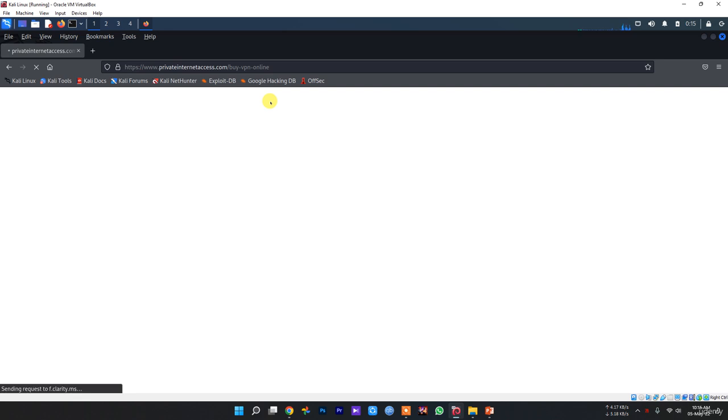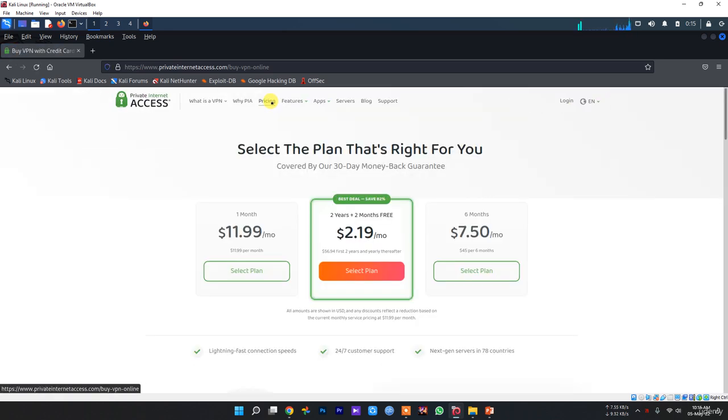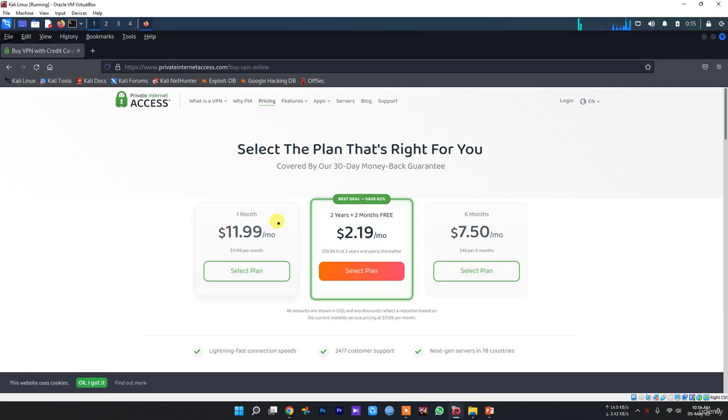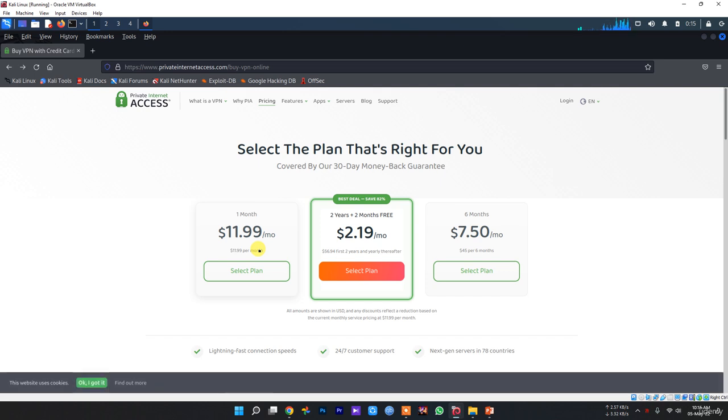Even though it lacks on speed and connections, it also asks you $12 per month, so it is very expensive. With this, I would not recommend it. With this price you can go after ExpressVPN or NordVPN.